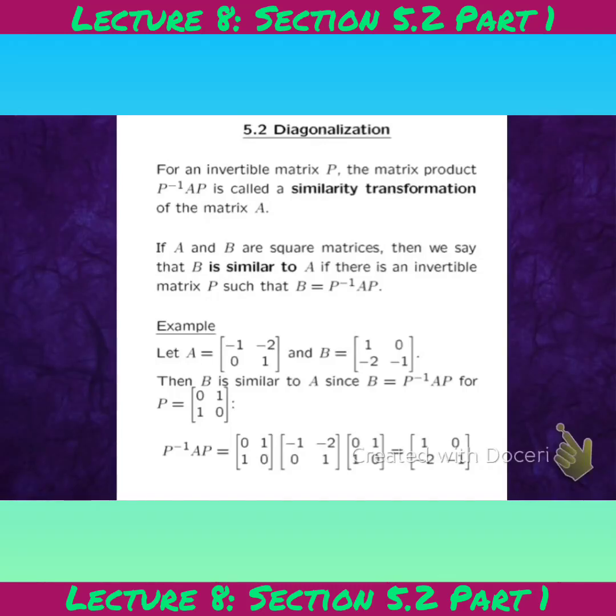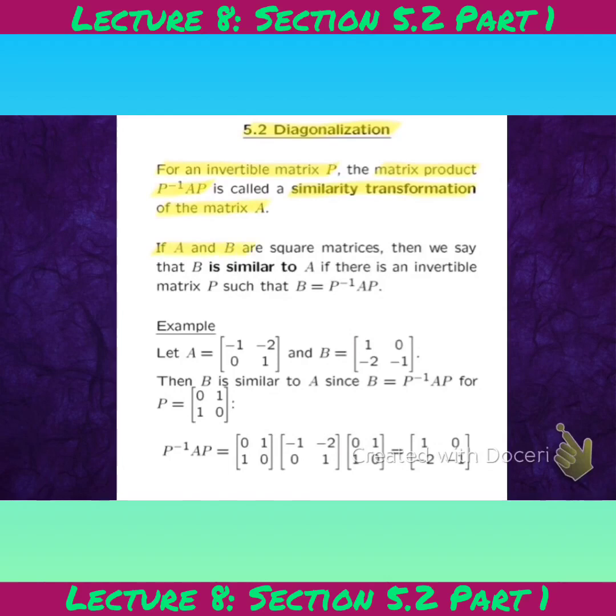Okay, so section 5.2 deals with diagonalization. Before we can discuss what diagonalization means, we need to first look at what a similarity transformation looks like. If P is an invertible matrix, and we multiply a square matrix A on the left with the inverse of P and on the right with P, that is called a similarity transformation of the matrix A.